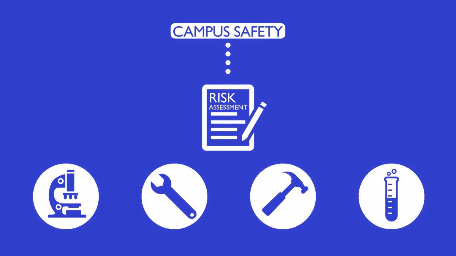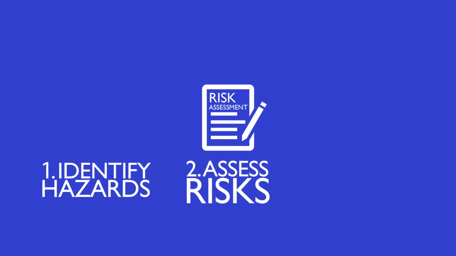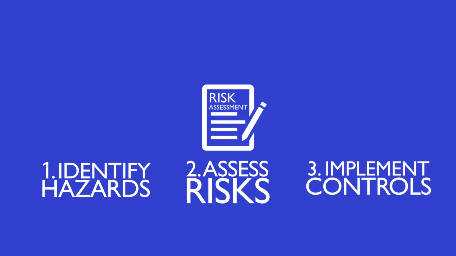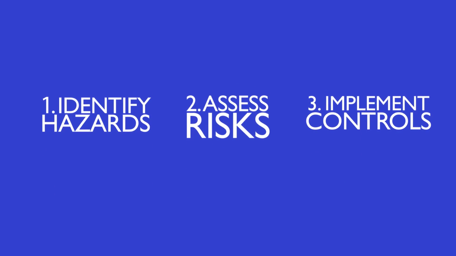The process typically involves 3 steps: identifying the hazards arising from the activities, evaluating and assessing the risk level of these hazards, identifying and implementing additional control measures to mitigate these risks. Let's take a look at each of these 3 steps in more detail.